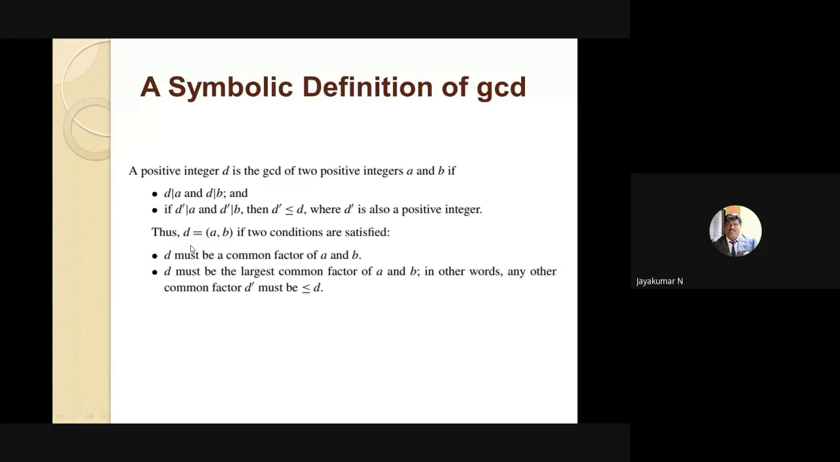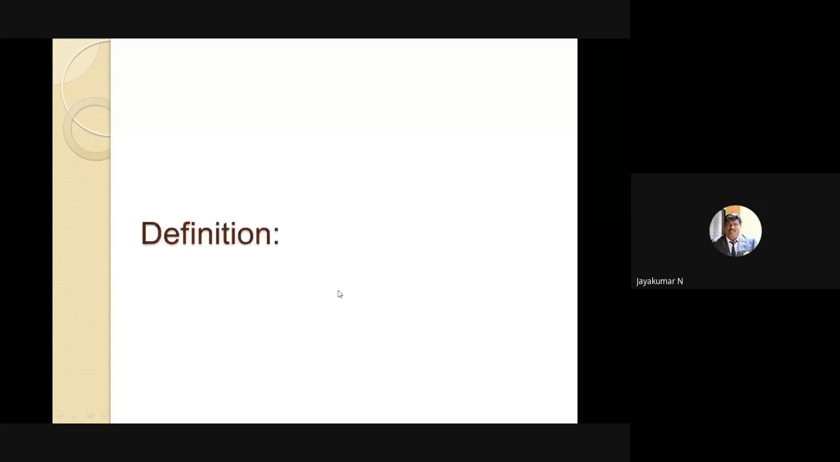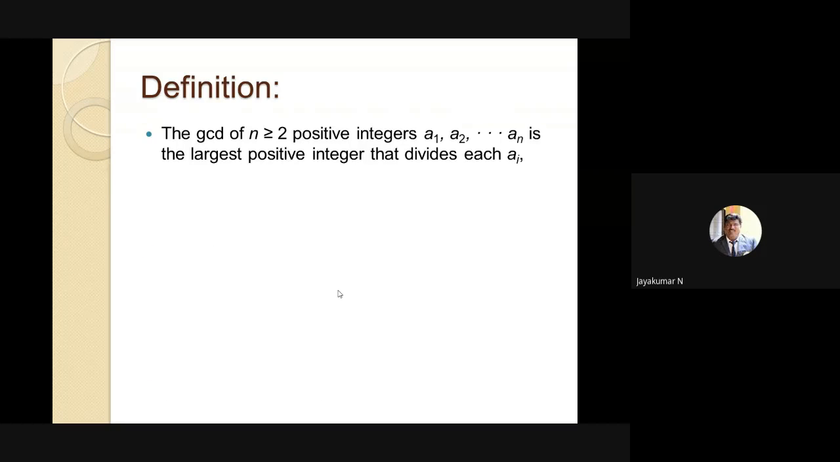So, what is the GCD of A and B? D divides both A and B. Suppose any other number divides both A and B, that number should be less than or equal to D. Okay, this is the symbolic definition of GCD. D must be a common factor of A and B. D must be the largest common factor of A and B. In other words, any other common factor must be less than or equal to D. This is another definition, a simple definition for 2 marks.